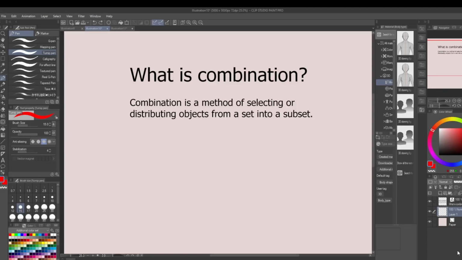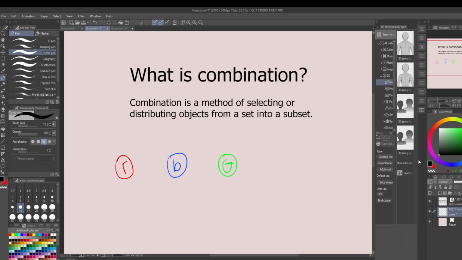Combination is a method of selecting or distributing objects from a set into a subset. So for example, I have a red ball, a blue ball, and a green ball, and I want to select two balls out of these three. So how many ways do I have? How many ways can I do this?